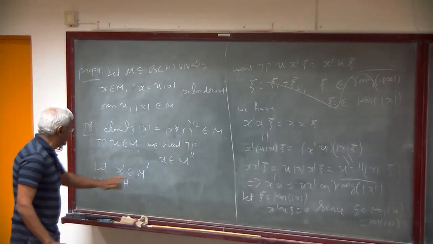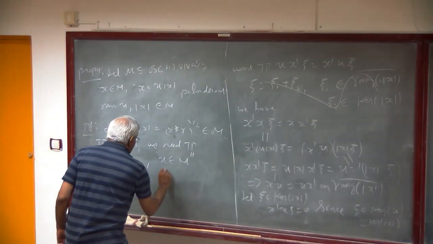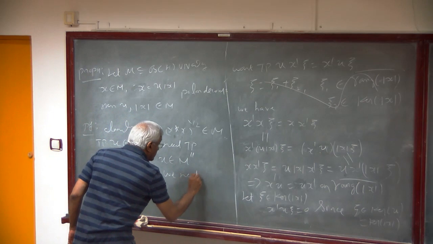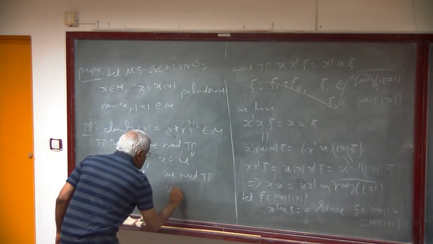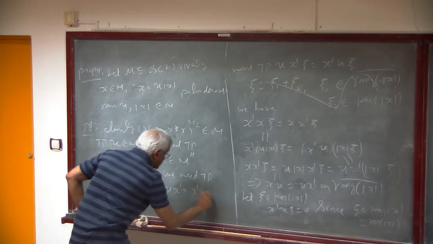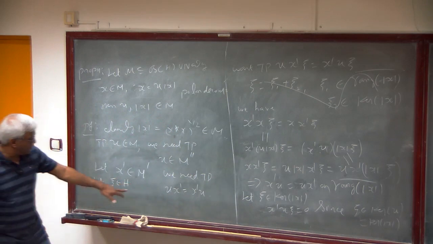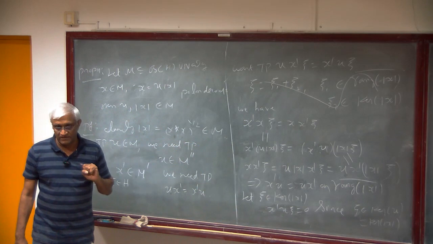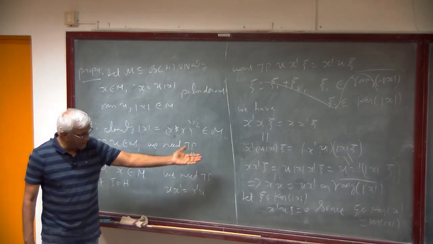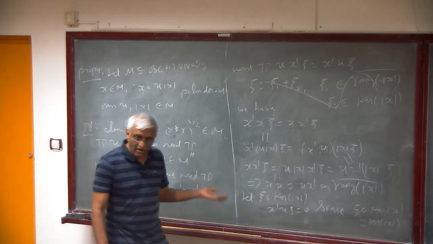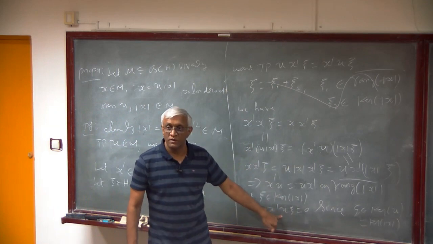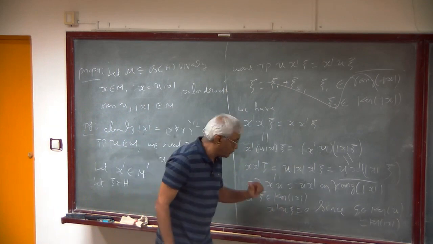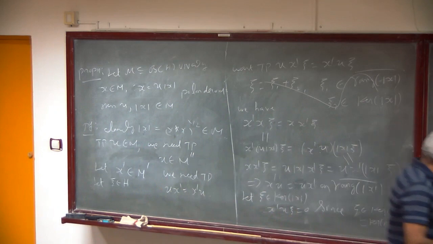I have an x prime in M. We need to prove u x prime equal to x prime u. That's all. I proved that u x prime equals x prime u on the range of mod x. On the kernel of mod x, I have to prove it. The kernel of mod x is the same as the kernel of u, so this is 0. It only remains to prove the other equation. The other one is also 0.